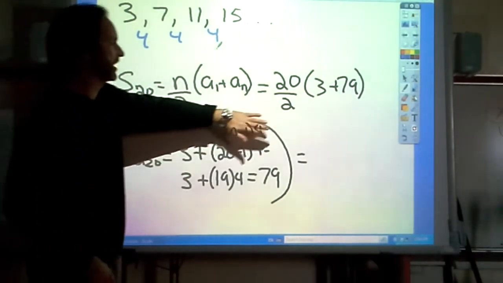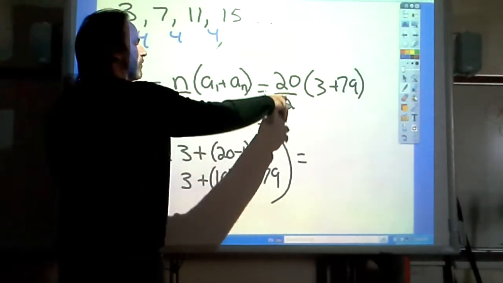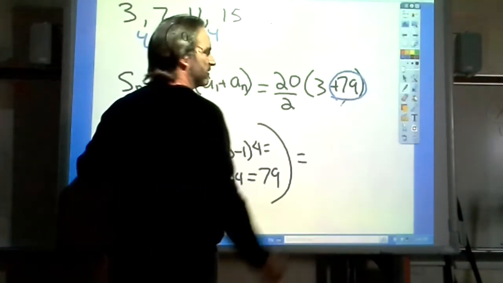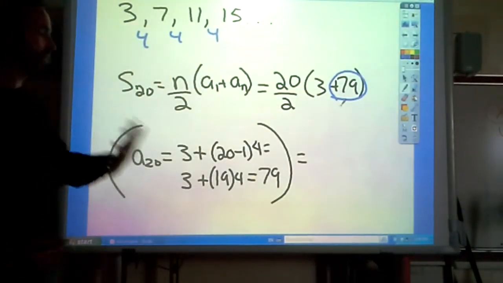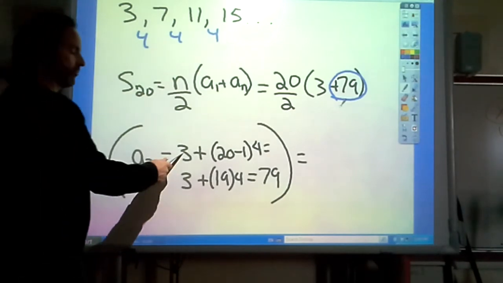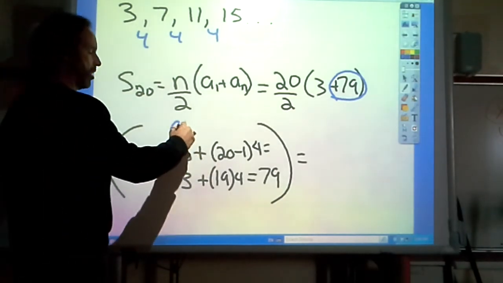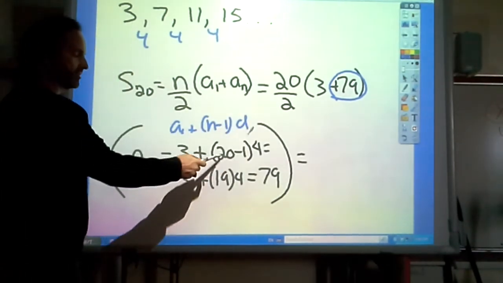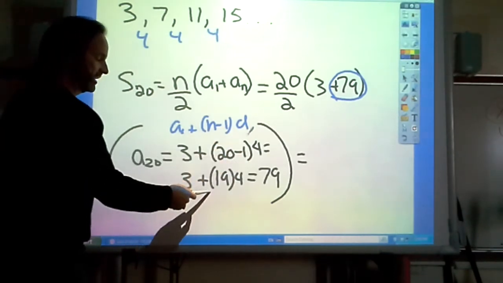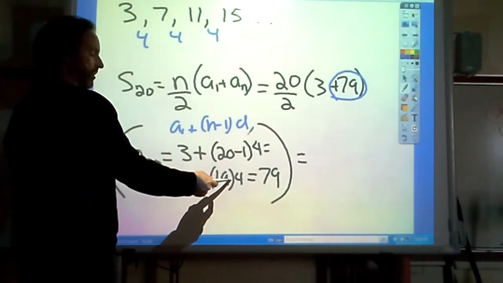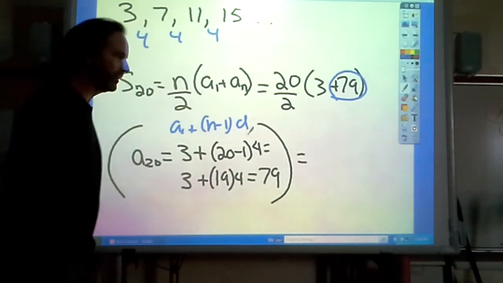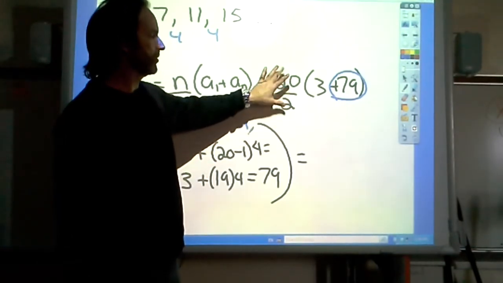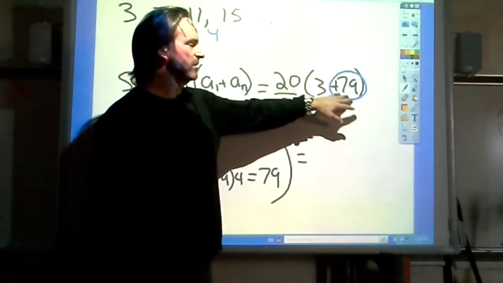So, 20 over 2 times 3 plus, and here's how I got that nth term, the 20th term. I had to go find that, right? Remember our formula? a sub 1 plus n minus 1 times the common difference. So 3 plus 20 minus 1, which is 19, times 4, equals 79, I believe. Okay? So here's my 3 plus 79 times 20 divided by 2, or this will be 10. So that'll be 82 times 10. Should be 820.